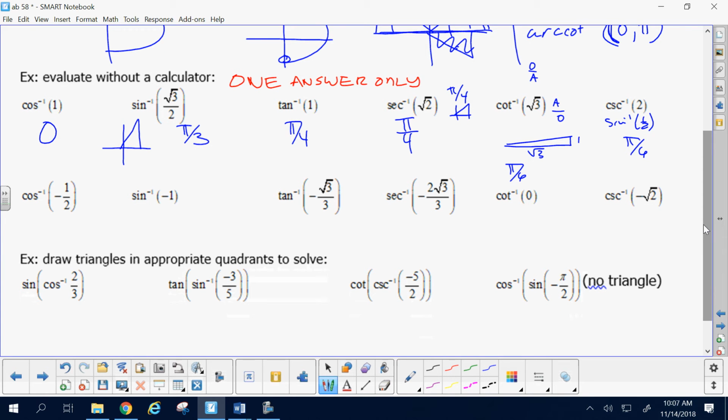Inverse cosine of negative 1/2. Cosine is 1/2 at a pi over 3 kind of angle, but inverse cosine is negative in the second quadrant, so you should be giving me 2 pi over 3. Inverse sine of -1, that is at 3 pi over 2. Arctangent of -√3 over 3 is something like a pi over 6, but in the appropriate quadrant, it would have to be in the fourth quadrant, so that's negative pi over 6.